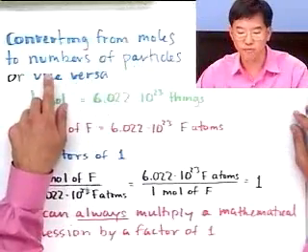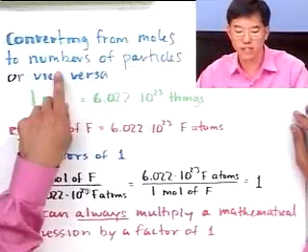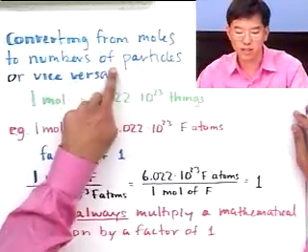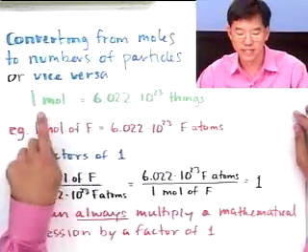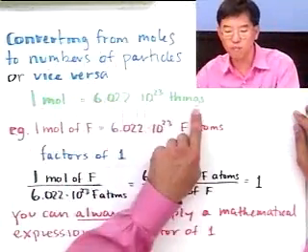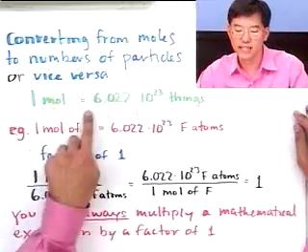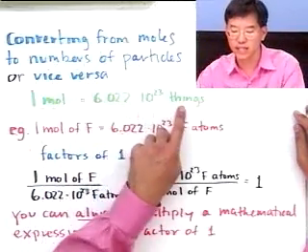Okay, now one of the questions that you might be asked, and one of the things that we might be interested in, is converting moles to numbers of particles, or vice versa. In other words, converting moles to numbers of particles or numbers of particles to moles. And it turns out that, again, 1 mole, abbreviated mol, is equal to 6.022 times 10 to the 23rd things.